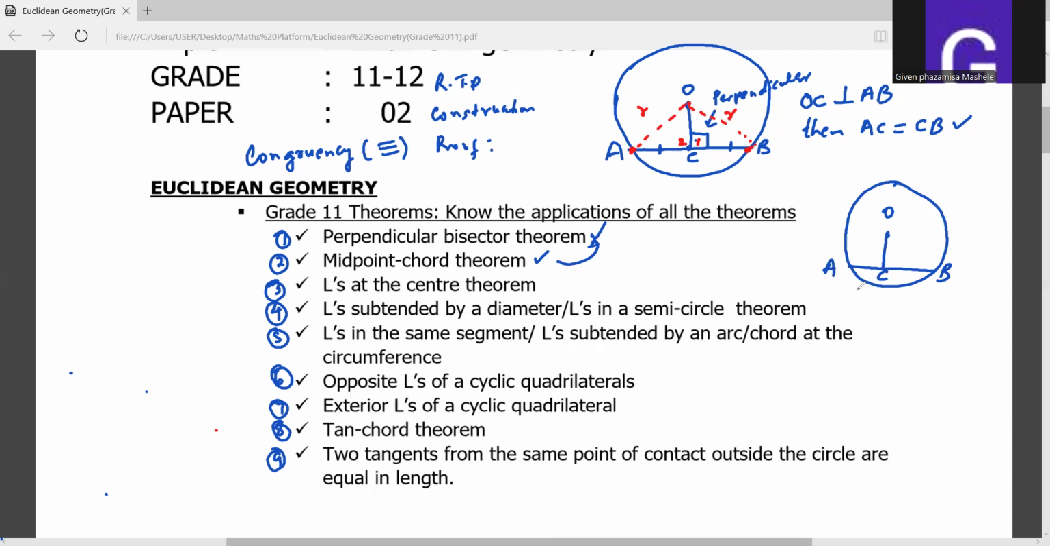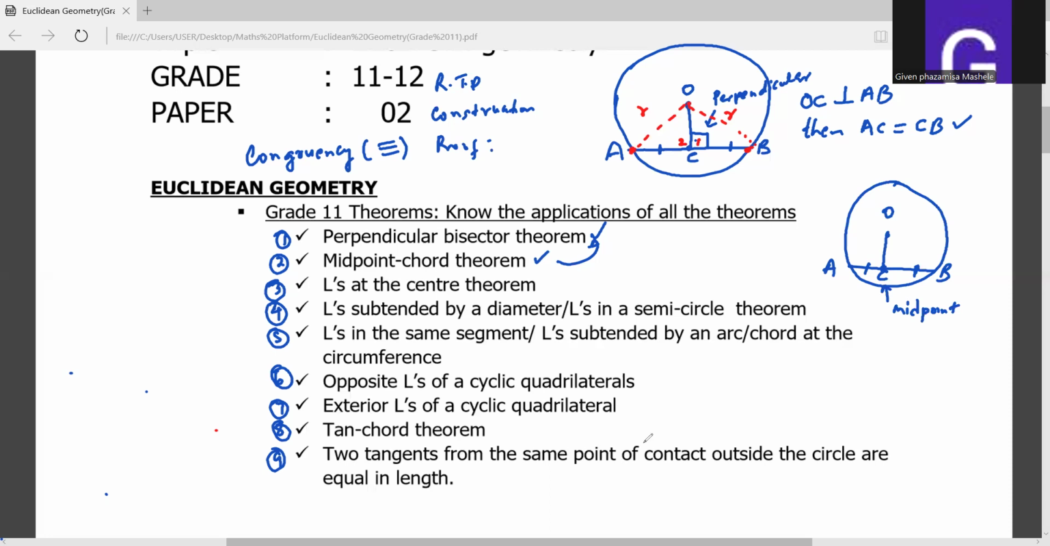What do you mean by midpoint? Remember, a midpoint is just a point that divides a line into 2 equal parts. So if we say C is the midpoint, it means from A to C is the same as from C to B. I'm saying AC is equal to CB because C is the midpoint. Do you see that this is actually the converse of the first theorem?